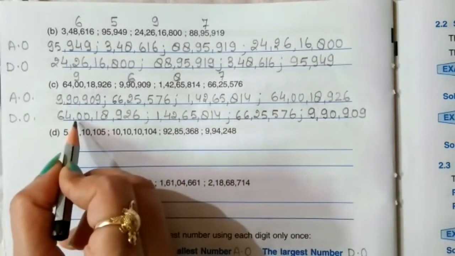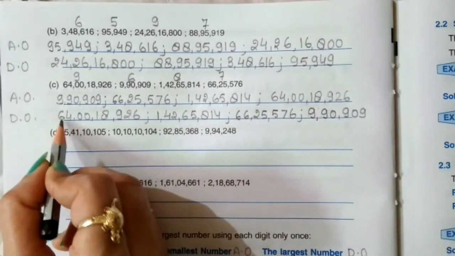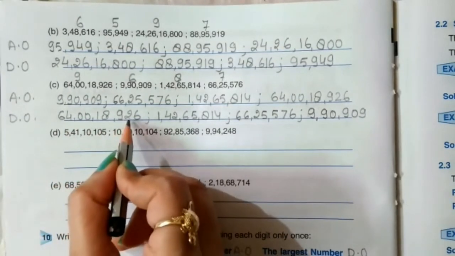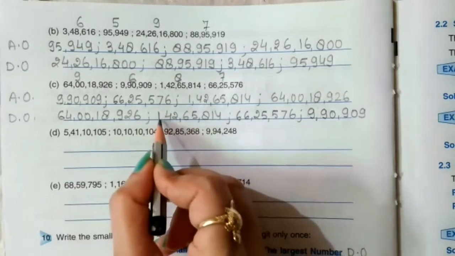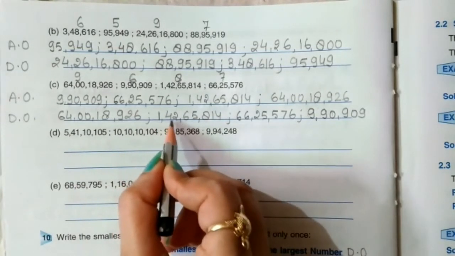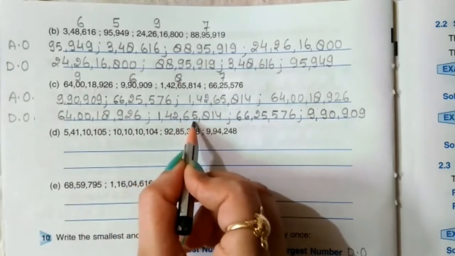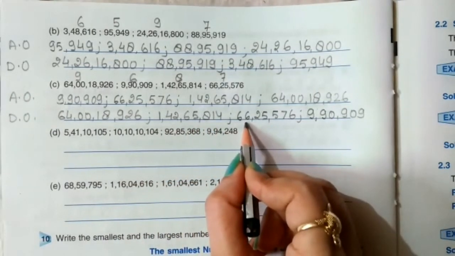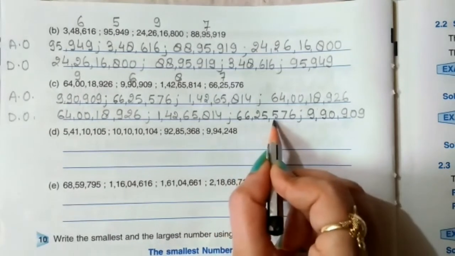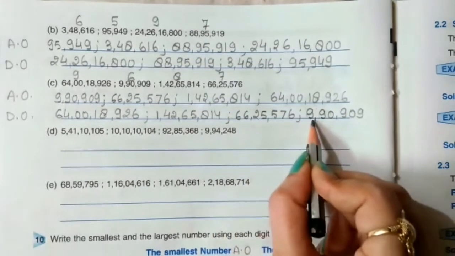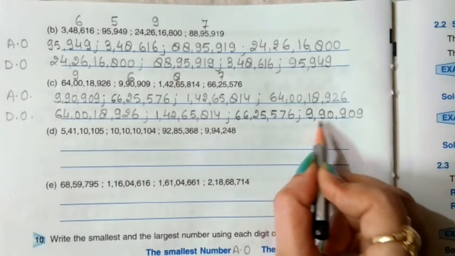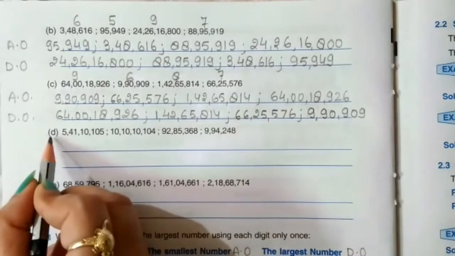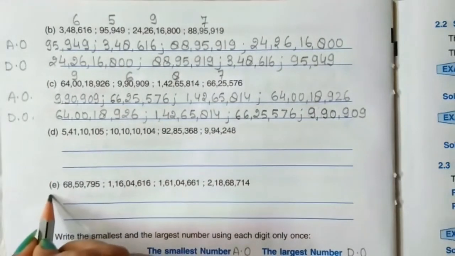Firstly, we will write the highest number: 64 crore 18,926. Then 1 crore 42 lakh 65,814, then 66 lakh 25,576, and then 9 lakh 90,909. Similarly, you will do D and E by yourself.